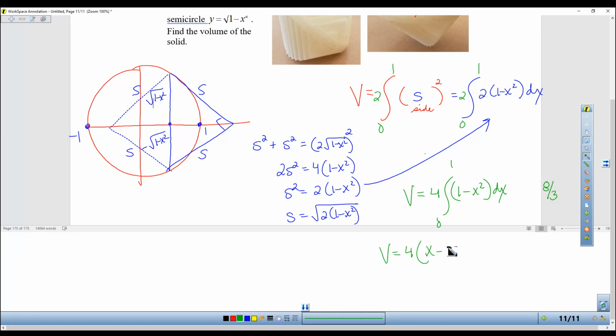4 times x minus x cubed over 3 from 0 to 1. I put a 1 in, minus 1/3. When I put a 0 in, it cancels. So this is 4 minus 4/3. 4 is the same as 12/3, minus 4/3 is 8/3, which is the answer.